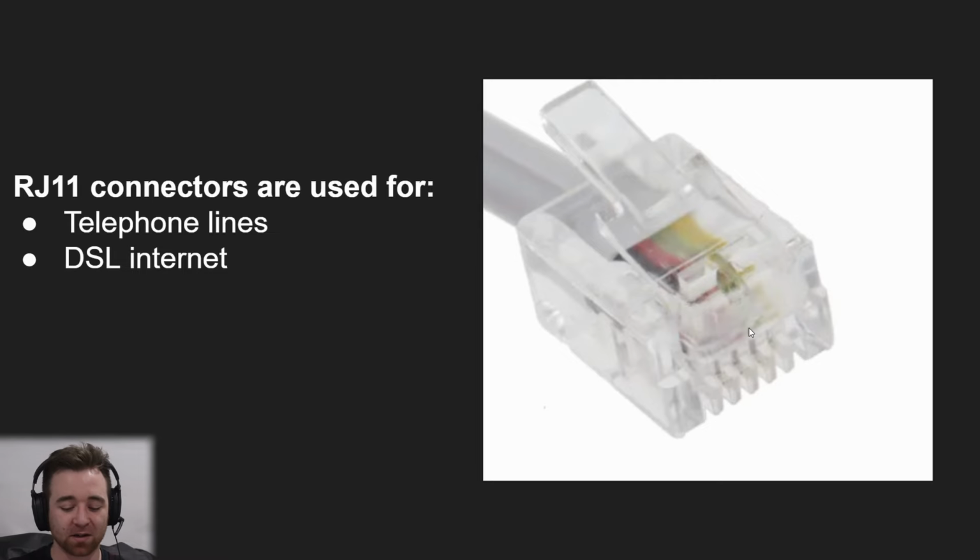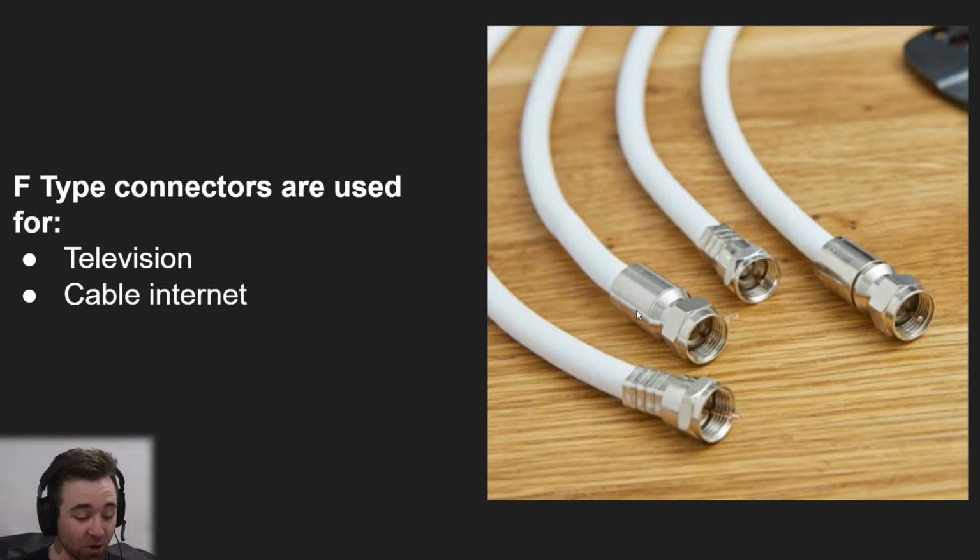You're an old phone line connector. You're not going to hurt anybody. And the other option there was the F-type connector, which is used for television or also cable internet. So internet that runs over television cables, essentially. And it looks like this little kind of screw-in type looking connector. So if you hear cable internet connection or a television connection or a connector used for television, cable internet, you're looking for an F-type connector there.